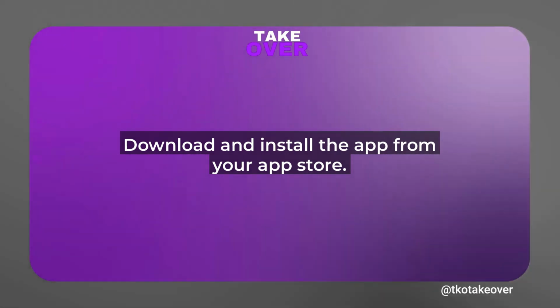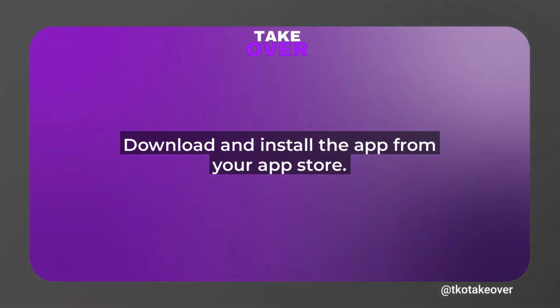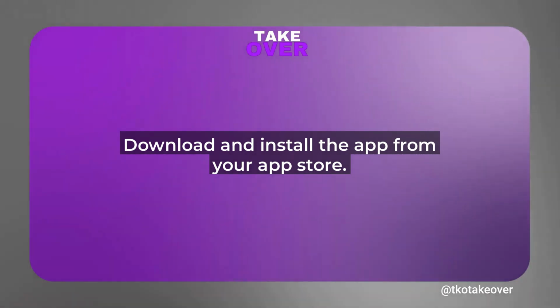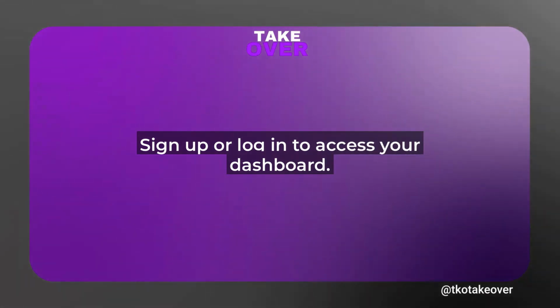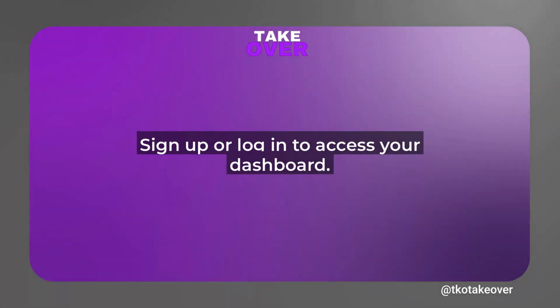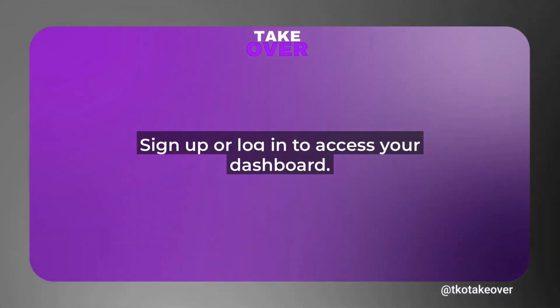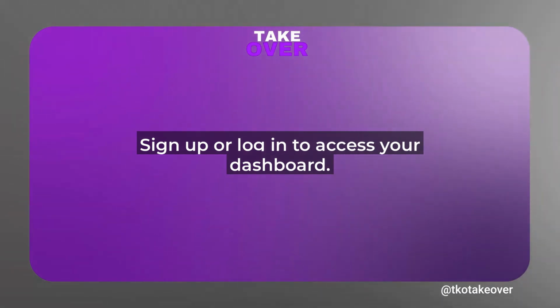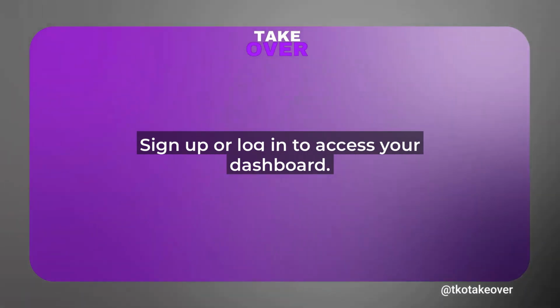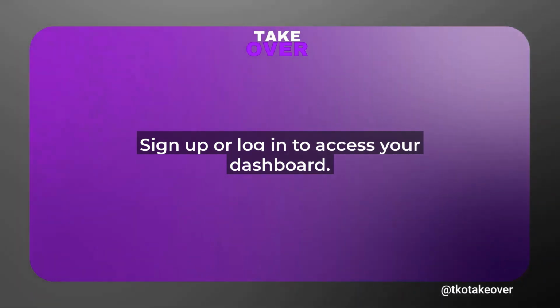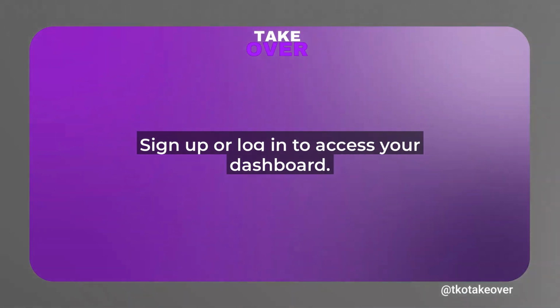First things first, let's get the app on your device. Head over to your App Store, whether it's Google Play for Android or the App Store for iPhone, and search for Monarch Money. Once you find it, tap Download and install. It's quick and free to start.